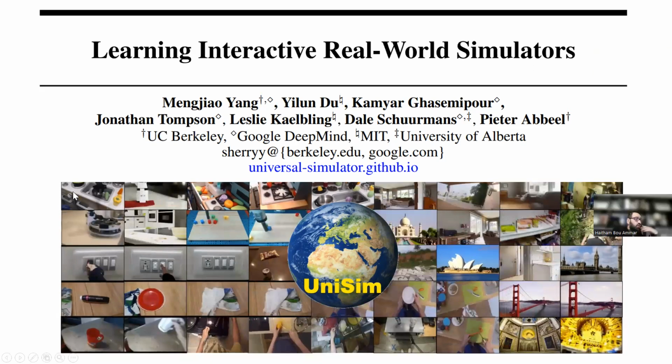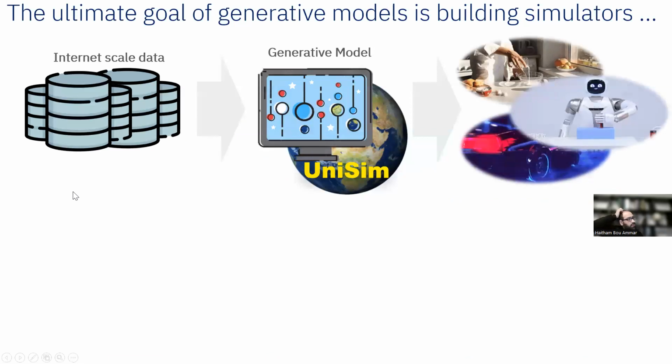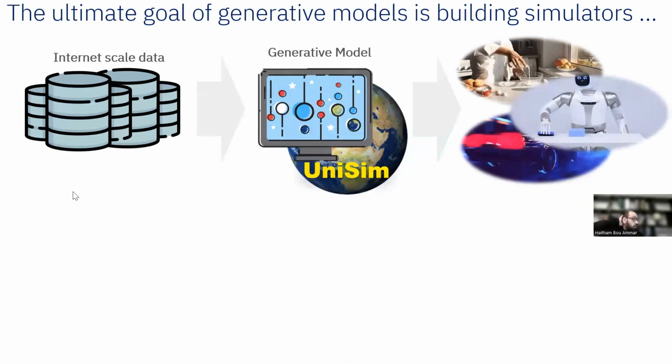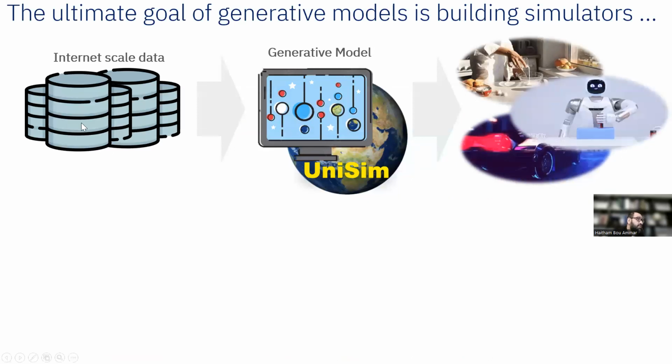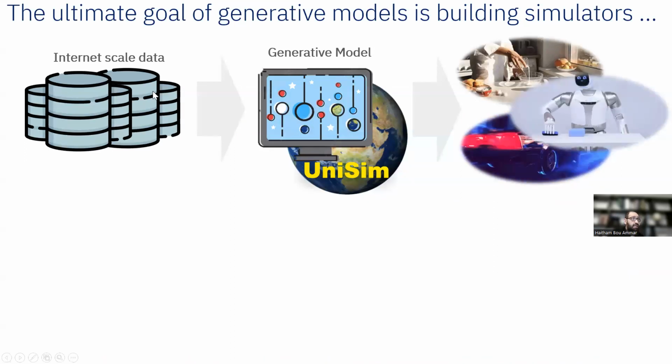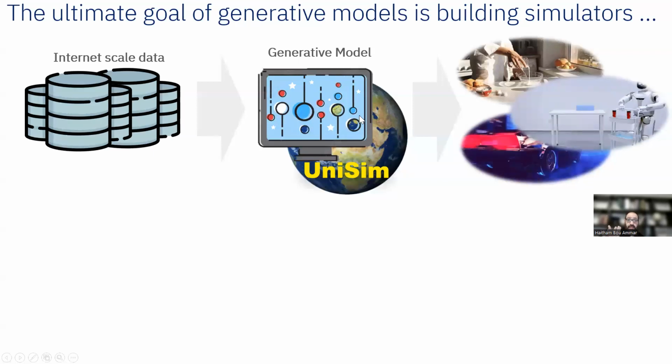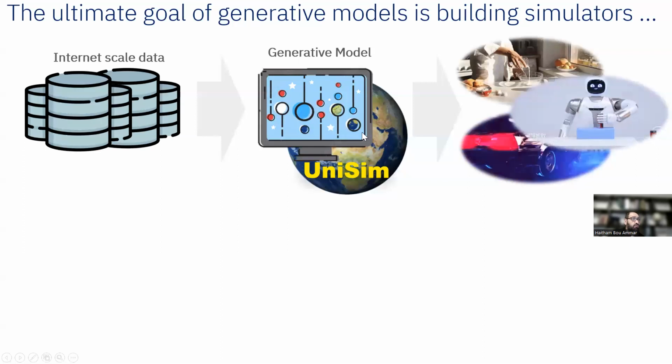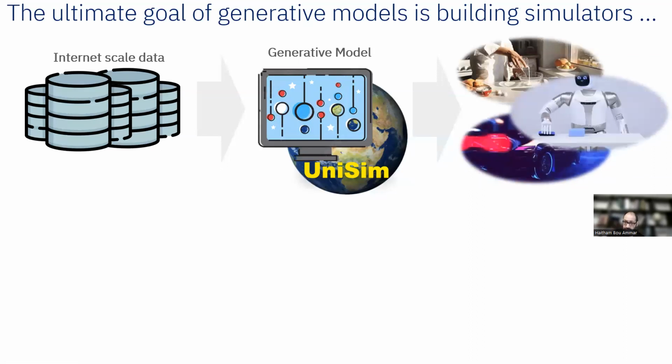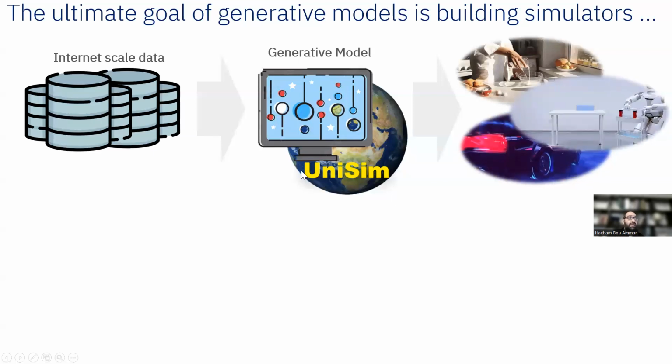So, what is the ultimate goal of a generative model? From the point of view of the authors, one of the ultimate goals of generative models is to ingest large-scale data, like internet-scale data, and have a generative model, which in this paper will be a diffusion model, and then at the output we could simulate many different things. So we could simulate scenes or observations, and these are video observations, of a cooking person, a robot doing something, a car moving, and so on.